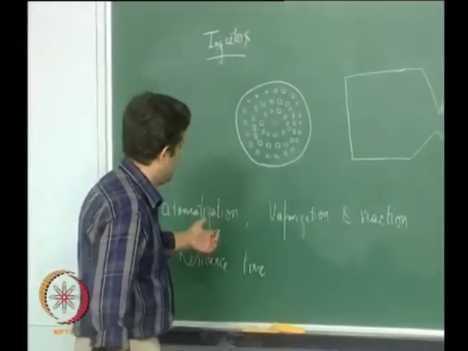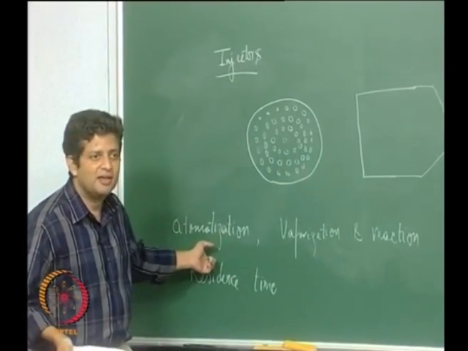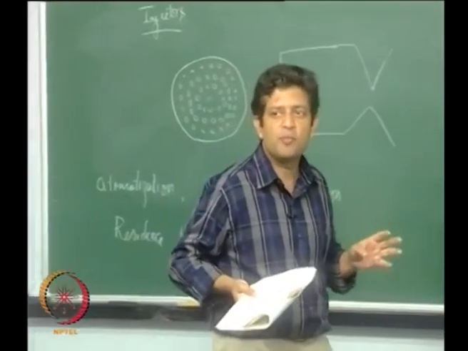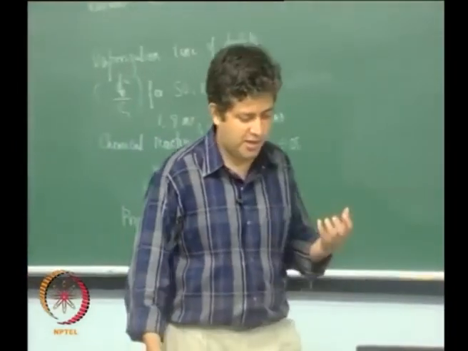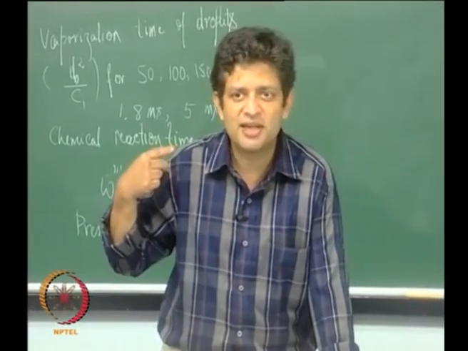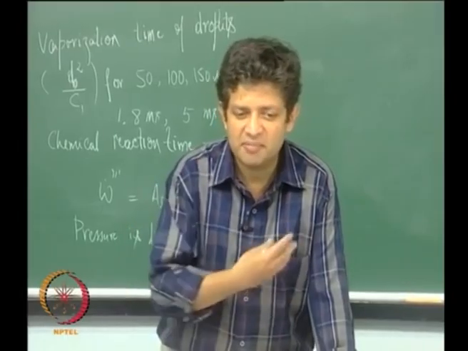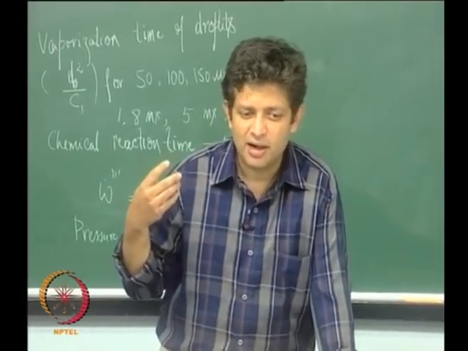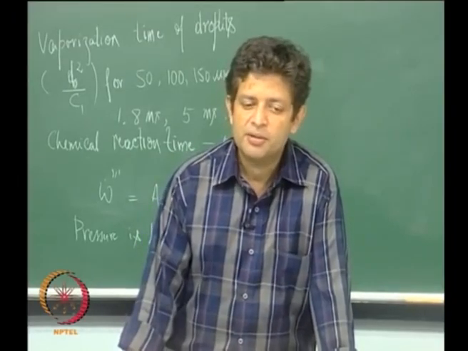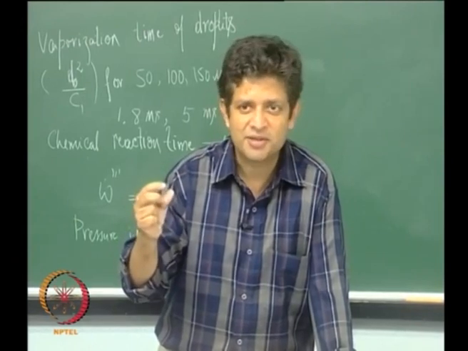Now it becomes clear why we need to do this atomization, right. Atomization is the process in which you create these small droplets. If you create these small droplets, then the vaporization time, as we see here, goes as something like d square. We will be discussing that factor in a little more detail. So the smaller the droplet, the faster it evaporates.